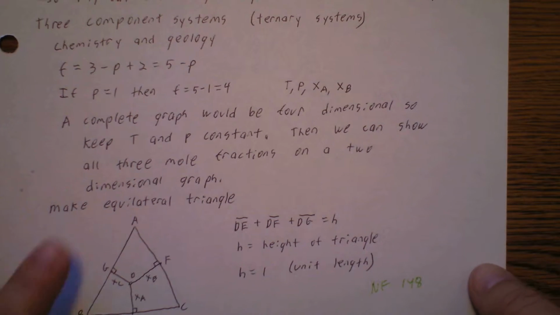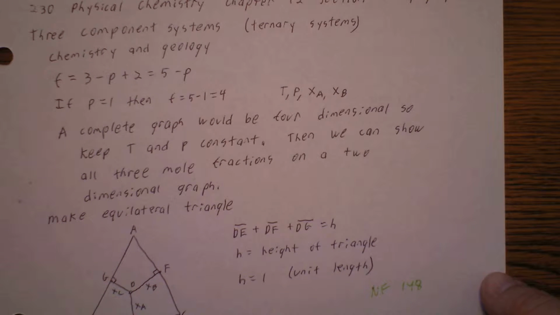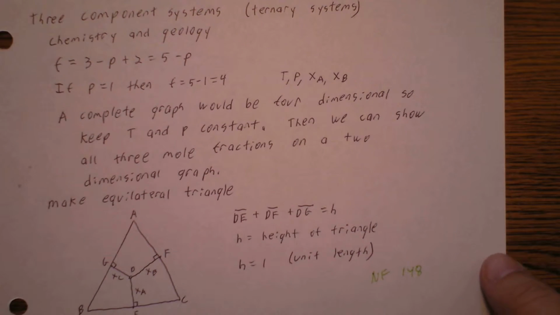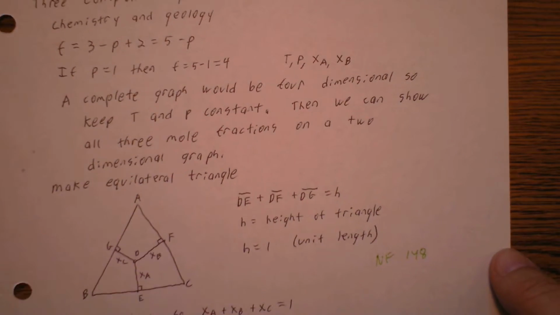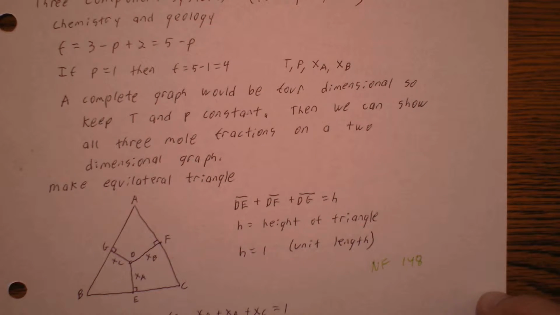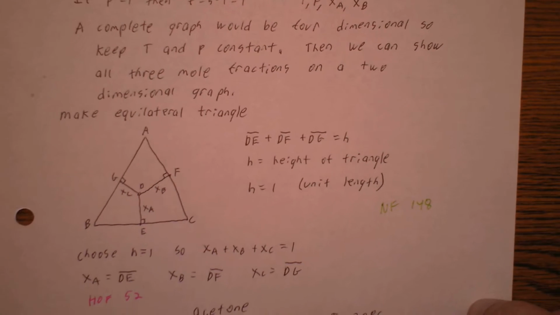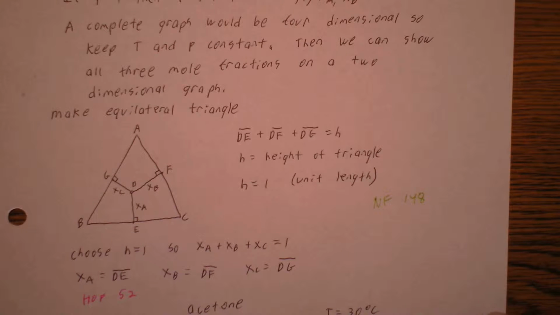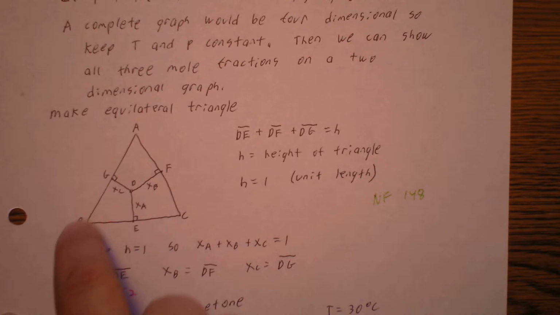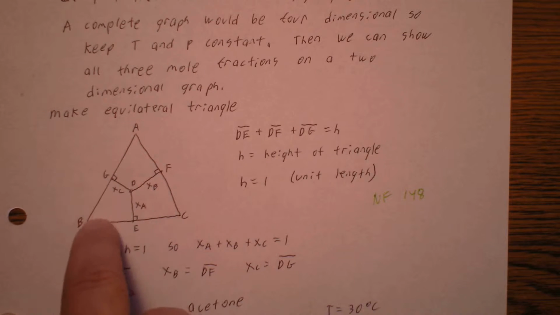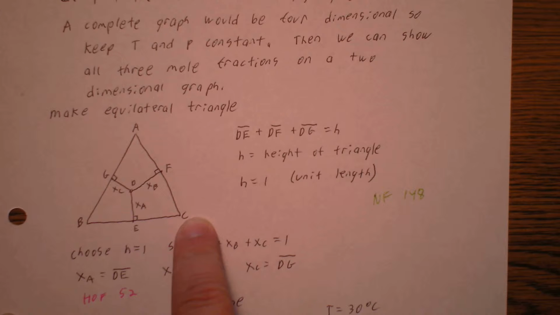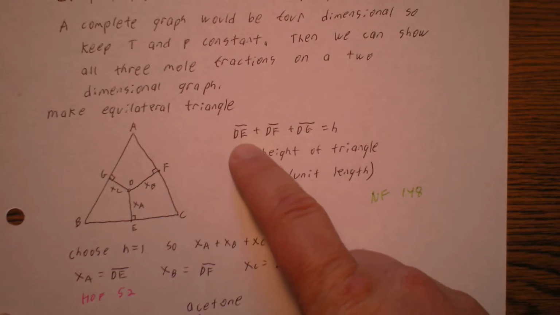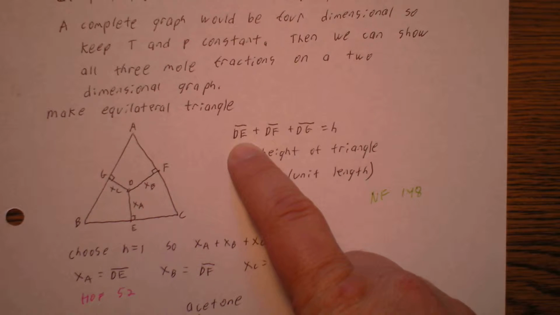So on a more practical matter, what we do is keep temperature and pressure constant. Then we can show all 3 mole fractions on a 2-dimensional graph. So what we do is we make an equilateral triangle. You notice how we have substance A, substance B, substance C. If you're at this point, you have pure A. If you have this point, you have pure B. At this point, you have pure C.